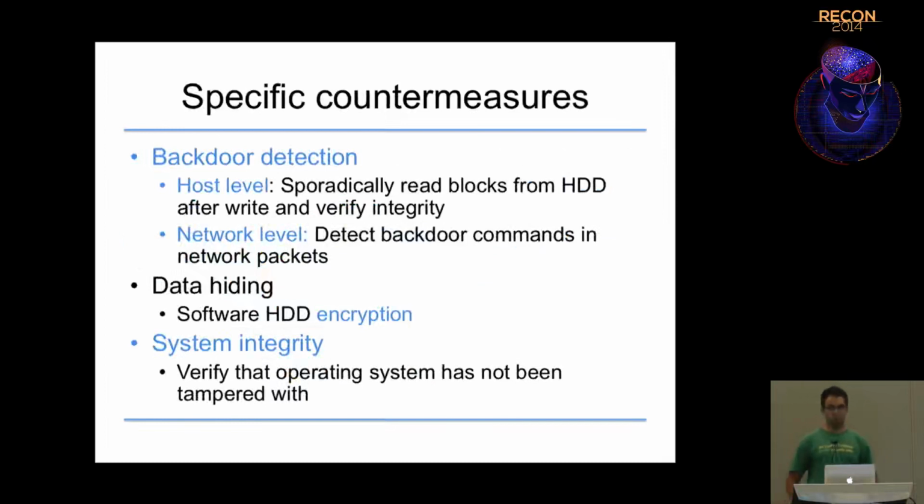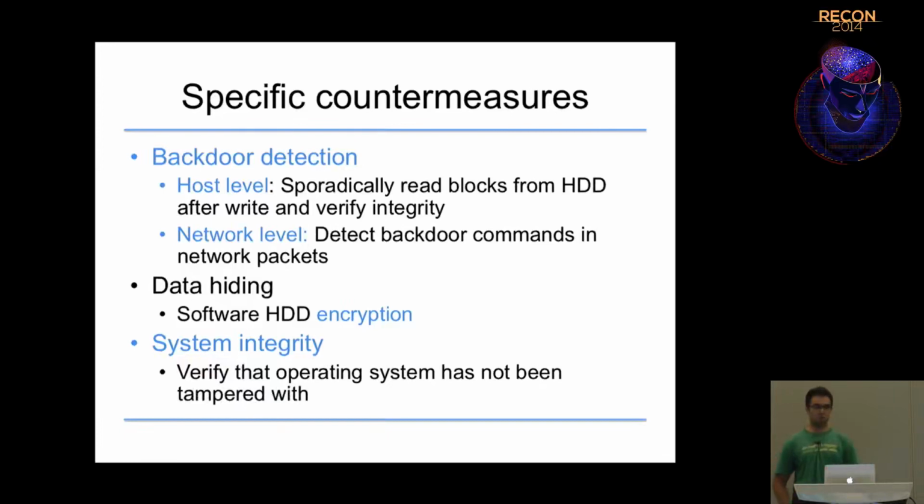So specific things you can do against a hard drive backdoor is host level detection. You could, for example, sporadically read blocks again once you wrote them to the hard drive to check that they're still the same. I think this is one of the features that is also in BTRFS. So future file systems might protect you against such modifications. You could also try network level detection. If you know the backdoor command, then you can find it on the network level. But then this is most likely going to be used as a targeted attack. So you don't know exactly which backdoor command is going to be used against you. And network detection is going to be quite hard.